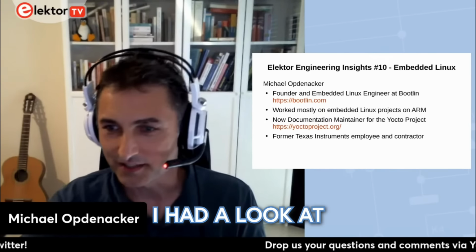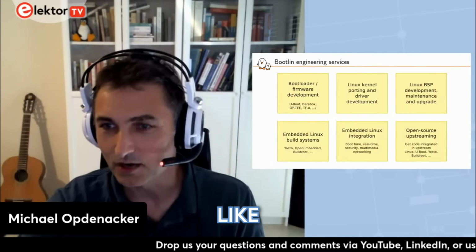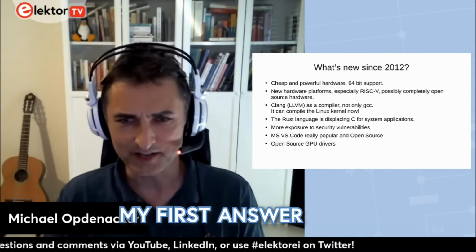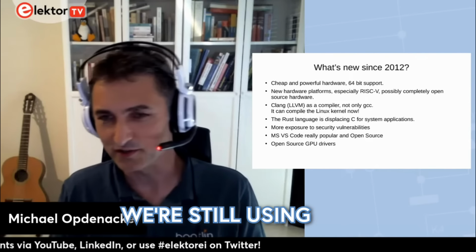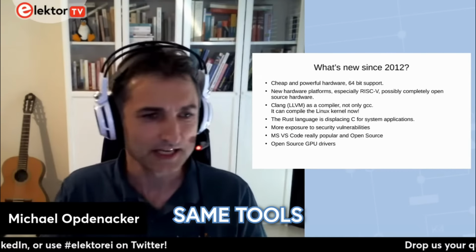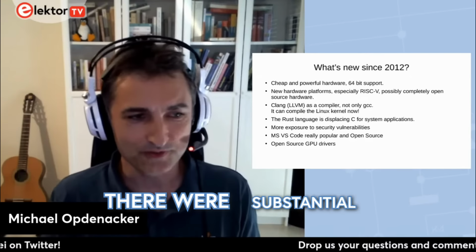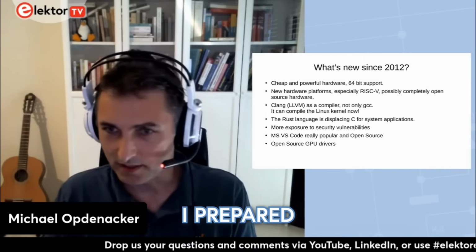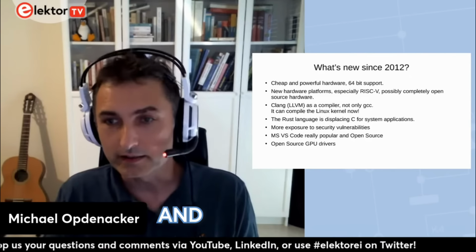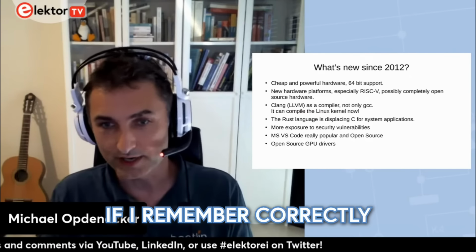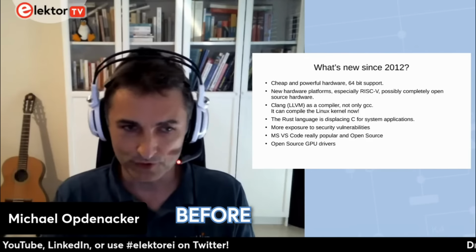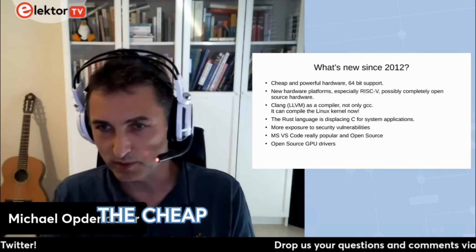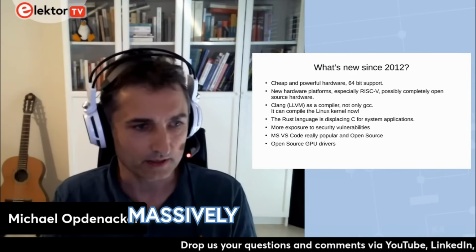I had a look at what's new since 2012. And my first answer was, not so many things have changed. We're still using the same commands, same kernel, same tools. But actually, no, there were substantial changes in the last 10 years. So there's a quick list here that I prepared. There's cheap and powerful hardware. And indeed, in 2012, if I remember correctly, the Raspberry Pi was out. Before that, you had the BeagleBone and BeagleBoard. But that's really when cheap hardware was getting to be massively available.